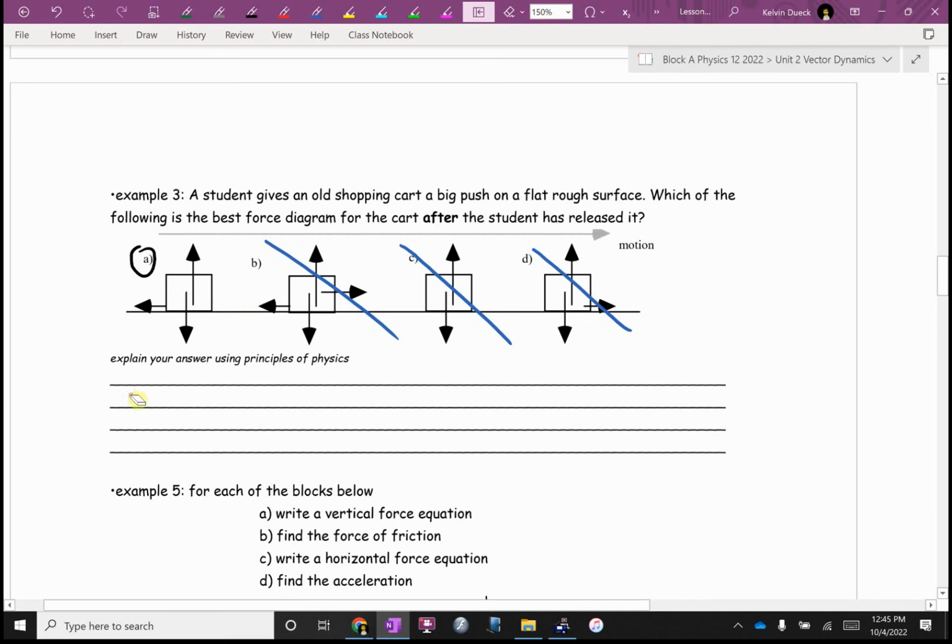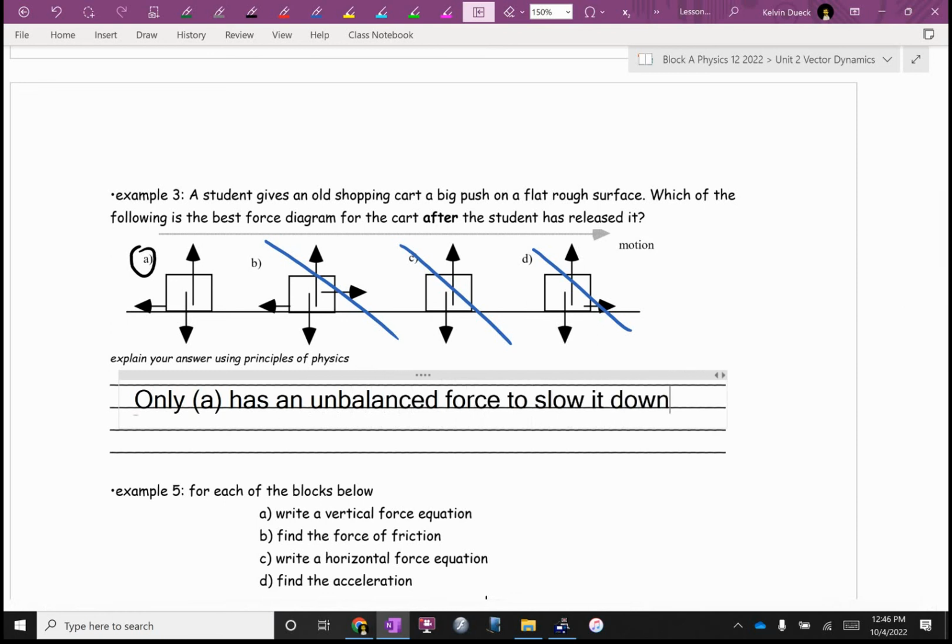We'll actually have to say only A has an unbalanced force to slow it down. Newton's first was the one that you were looking for. That's the one that explains why objects do or don't accelerate. Newton's first, the law of inertia. And if you had said Newton's first and walked away, I give you full credit for that. But I also did tell you last year, you don't need to memorize which one is which. You need to know what they are, though, so that you can at least understand how they work.